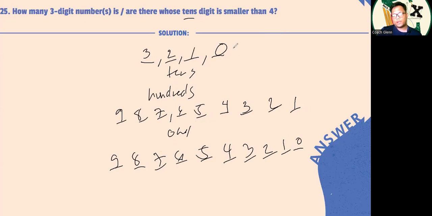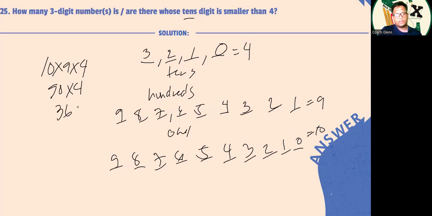So how many choices do we have here? So we have 4 possible choices. Here we have 1, 2, 3, 4, 5, 6, 7, 8, 9. 9 possible choices. And then here we have 10 possible choices. So we just multiply these 3 numbers. So we have 10 times 9 times 4. So 10 times 9 is 90. So we need 90 times 4. So that's equal to 360. That should be our final answer.